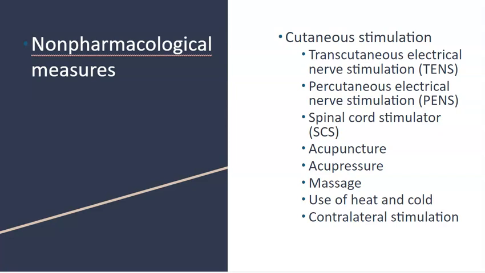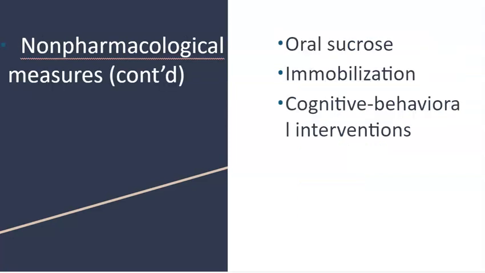Contralateral stimulation. This is when you stimulate the skin in an area opposite to the painful site. Stimulation may be in the form of scratching, rubbing, or applying heat or cold. This intervention is especially helpful if the affected area is painful to the touch, under bandages or a cast. Other forms of non-pharmacological pain management measures include oral sucrose, immobilization, and cognitive behavioral therapy.